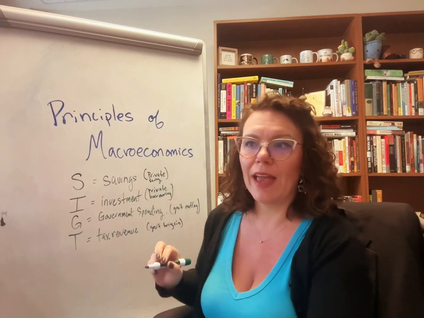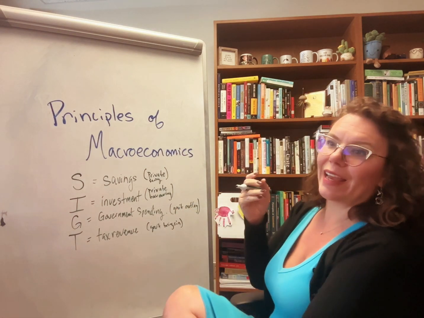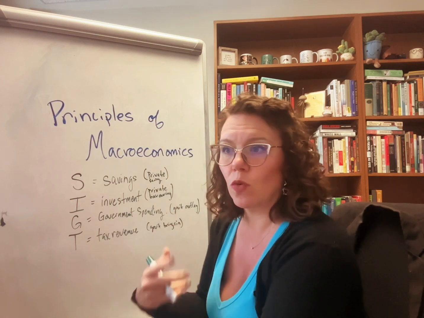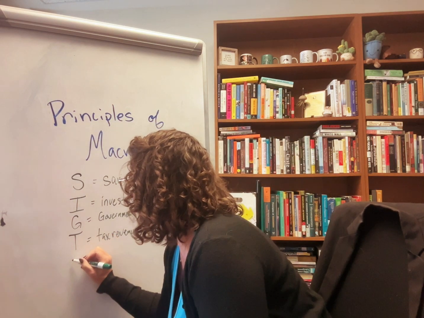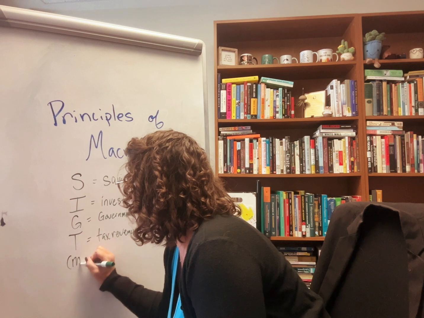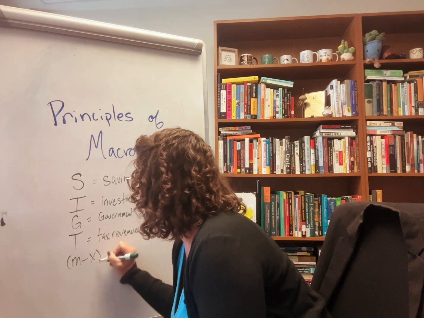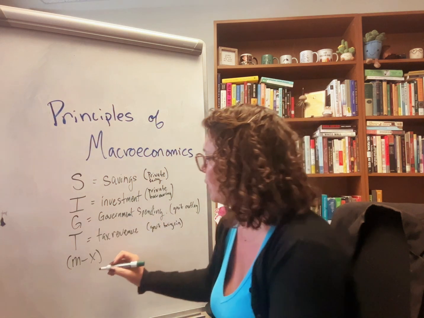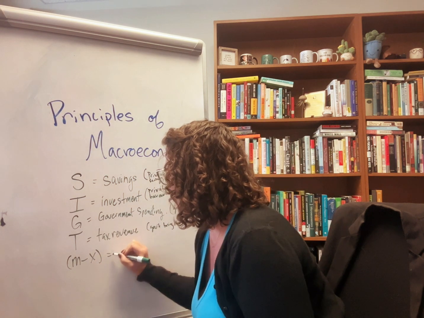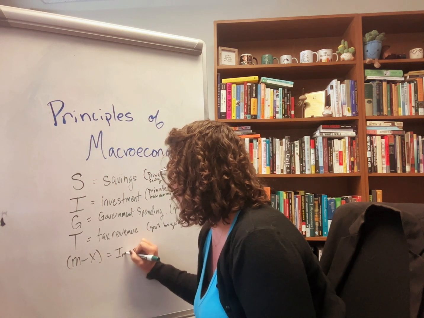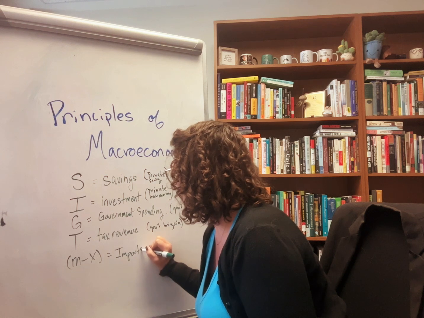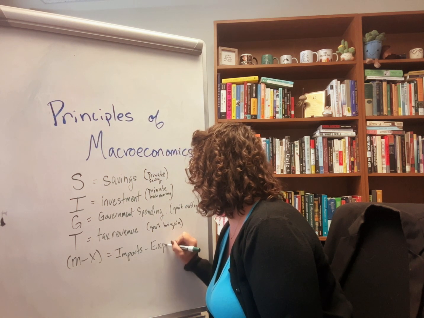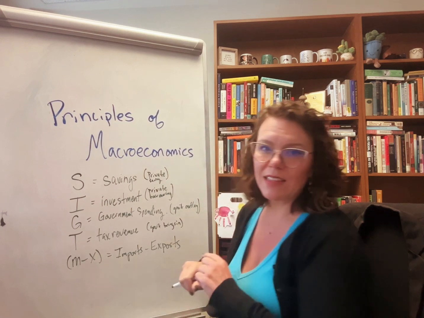And then the last thing we have in here is net exports, our imports minus exports, our trade deficit or our trade surplus. And so we can call it M minus X for a trade deficit, or X minus M for a trade surplus. But the big idea here is that it is our imports minus our exports. It's our balance of trade. Does that kind of make sense?